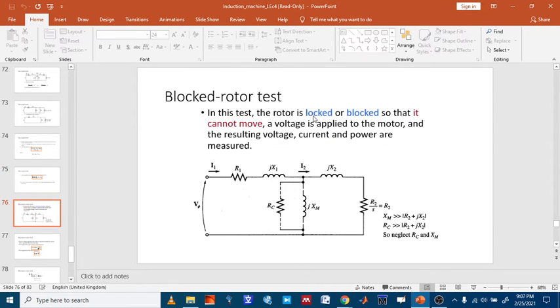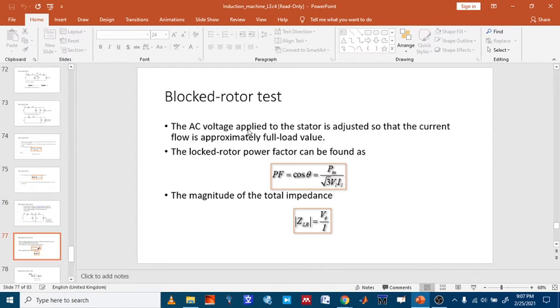So with the measured power, voltage, and current, we can calculate the power factor. The locked rotor power factor can be found using this formula. Get it? The magnitude of the total impedance is also given by this relation.